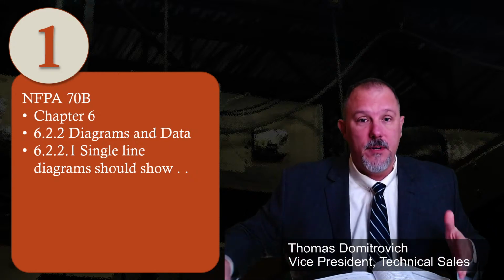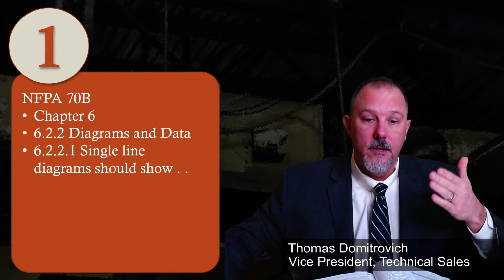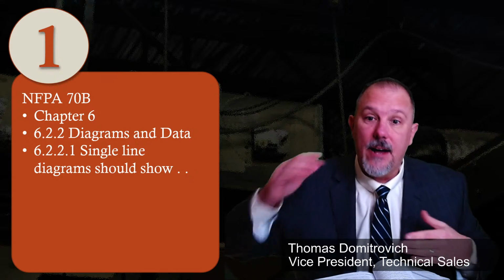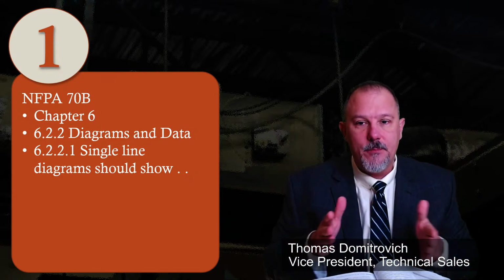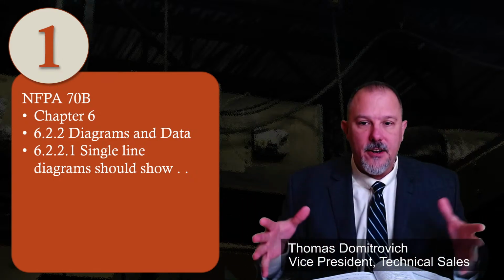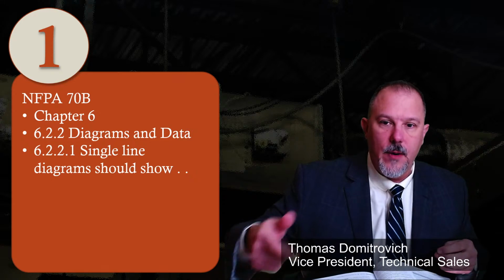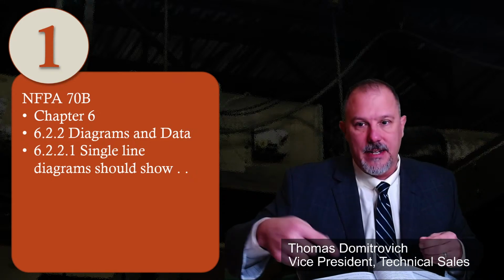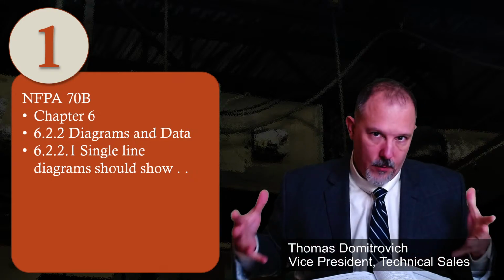It's very important to make sure that your one-line diagrams are up to date. Now, 70B has chapter 6, and it talks about diagrams and data in 6.2.2, and 6.2.2.1 talks about what the single line diagram should show, and basically what they should show.